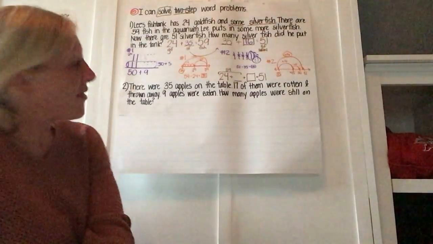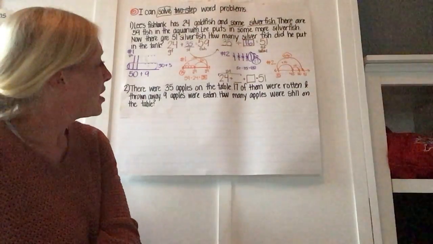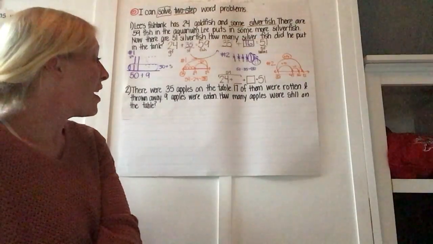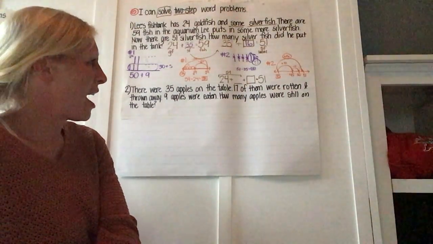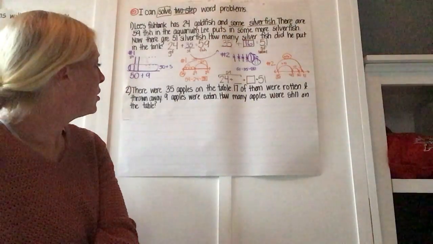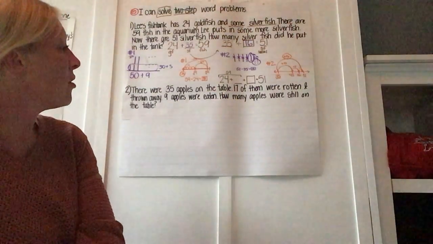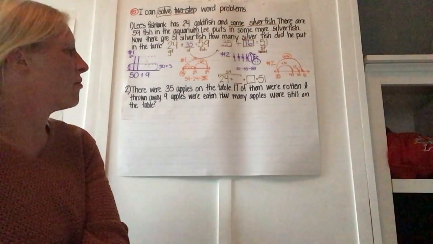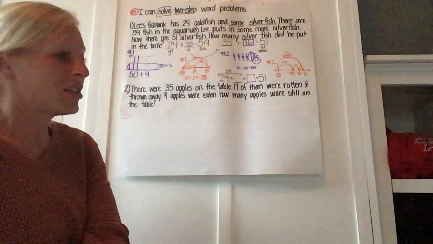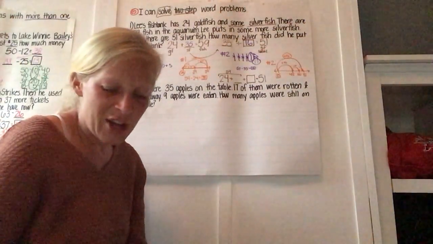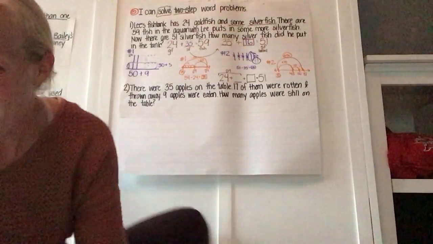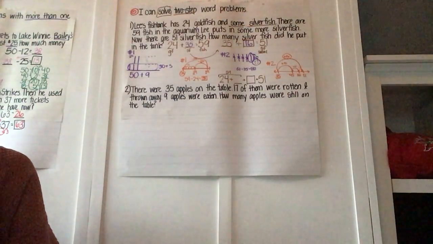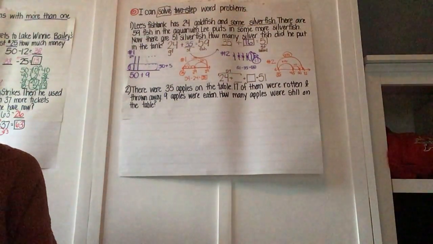There were 35 apples on the table. 17 of them were rotten and thrown away. 9 apples were eaten. How many apples were still on the table? There were 35 apples on the table. 17 of them were rotten and thrown away, and 9 of those apples were eaten. How many apples were still on the table? I'm just going to give you a quick few moments to write an equation to match the story. What would you write? And what is that unknown going to represent?